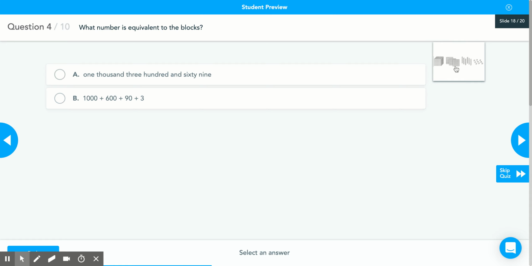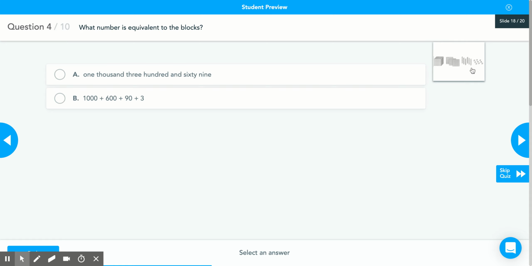Then we look at the hundreds blocks. There are 3 hundreds blocks in this picture. So we look at the written form, and it says 300. Which A is correct so far again. However, in B, in the hundreds place of the expanded form, it says 600, so B is now incorrect.